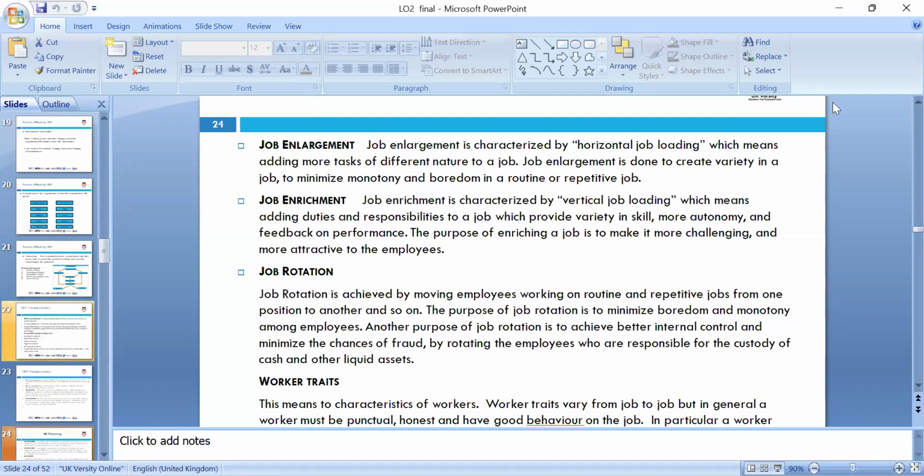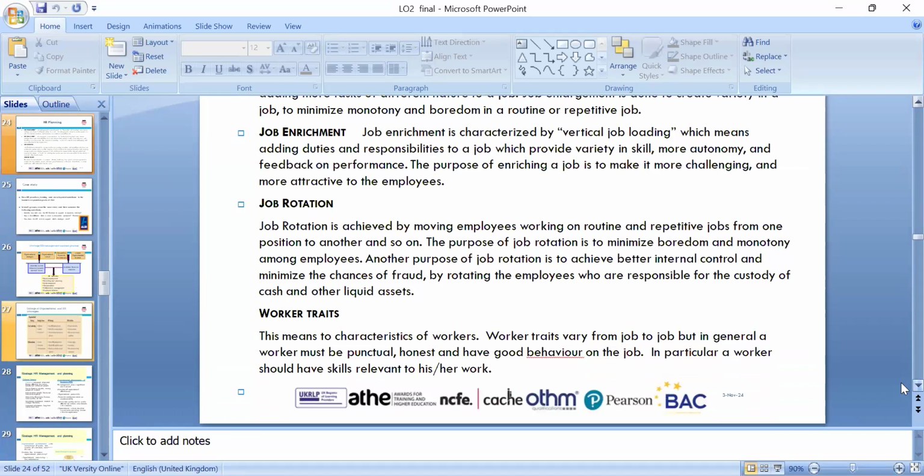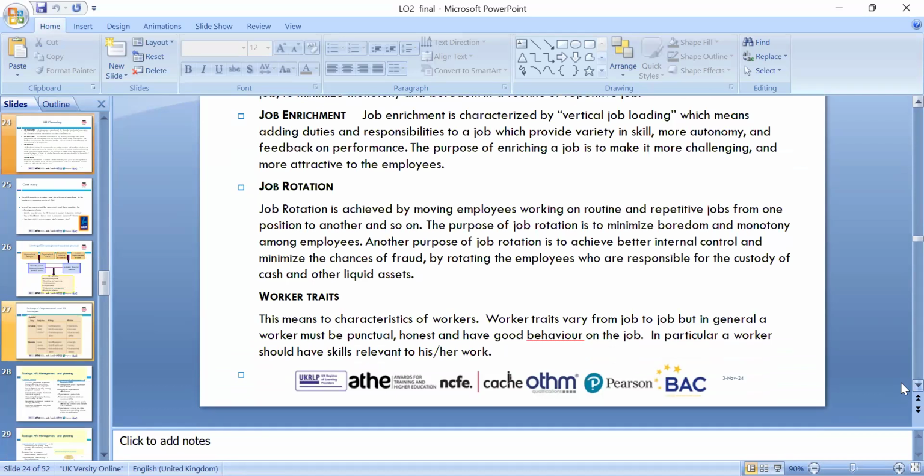Job rotation: sometimes it's good to rotate people from one department to another, and they can learn cross-departmental responsibility. And worker traits: we can do the trait analysis, what qualities human beings or workers include. Like if somebody is very user friendly and can speak different languages, it should be good for an HR or customer manager.